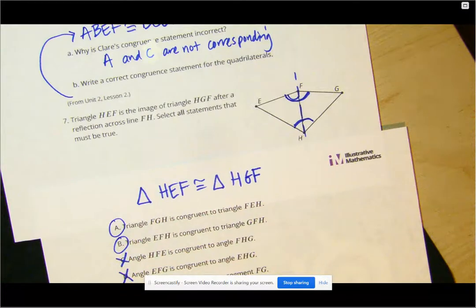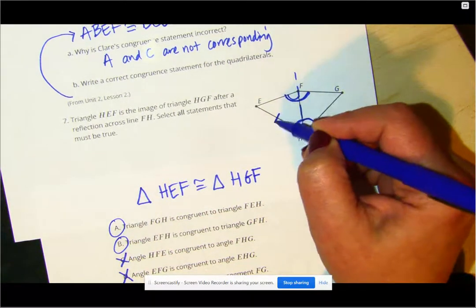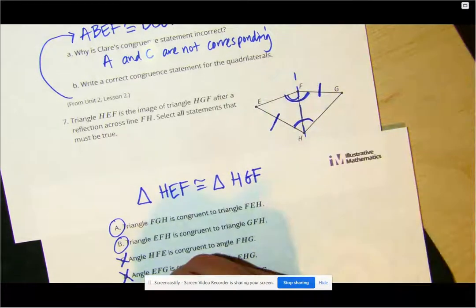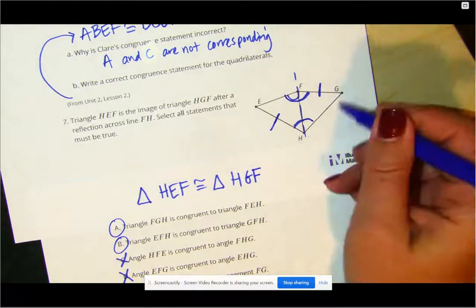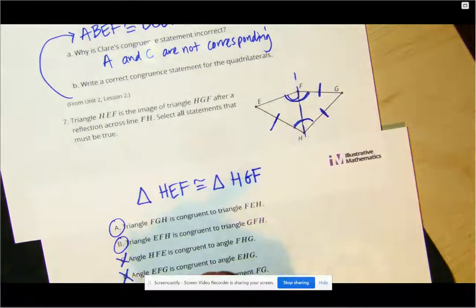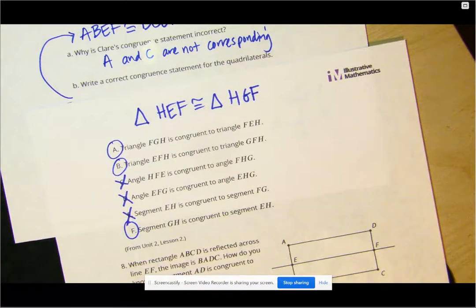Okay, segment EH is the same as FG. Is this one the same as this one? No. Segment GH is congruent to EH. Now, is this one congruent to this one? Yes. We've got A, B, and F.